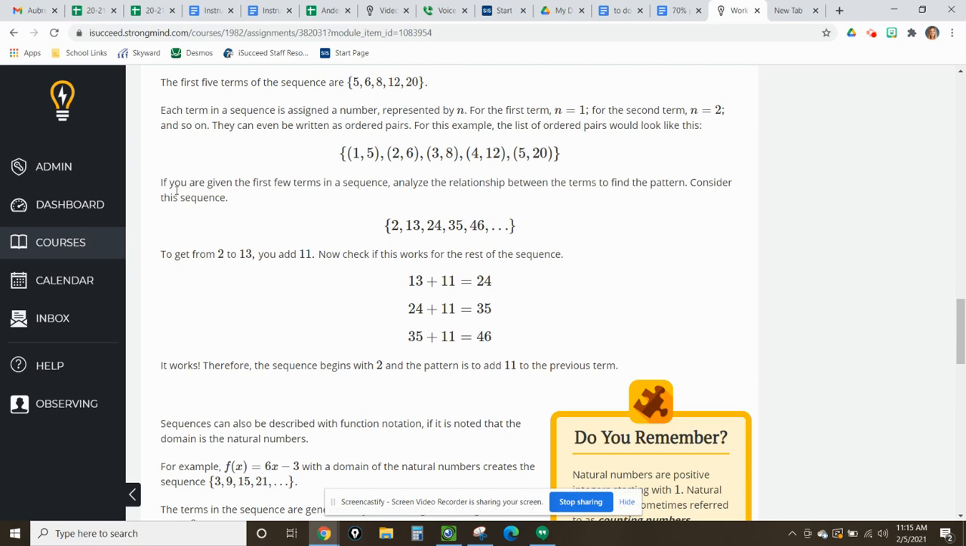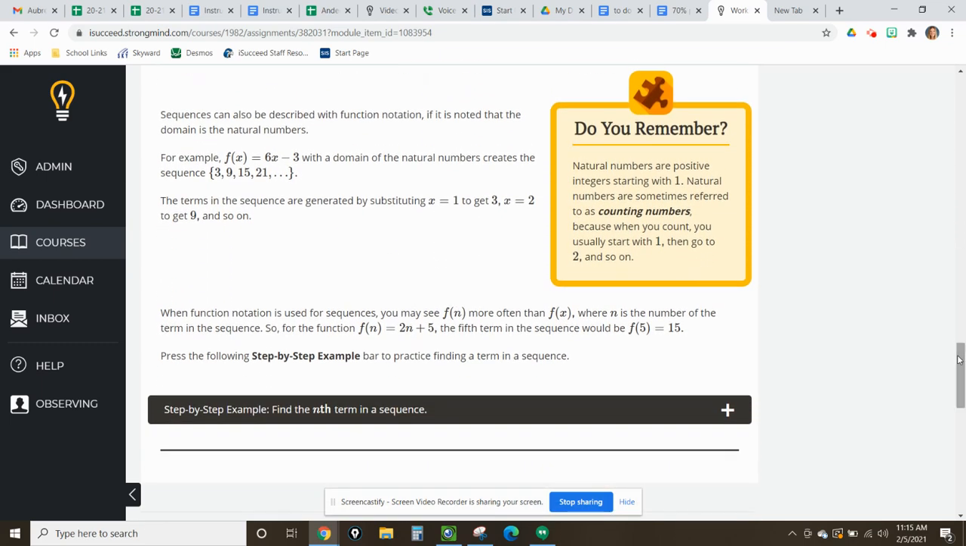Here's a new one. If you're given the first few terms of a sequence, analyze the relationship between the terms to find the pattern. Let's look at this one: 2, 13, 24, 35. To get from 2 to 13, you add 11. Let's see if that works all along. 2 plus 11 is 13. 13 plus 11 is 24. 24 plus 11 is 35. So it looks like it's working, and that's the rule for that sequence. Each sequence is going to be different, and it's your task to figure out what the rule is.